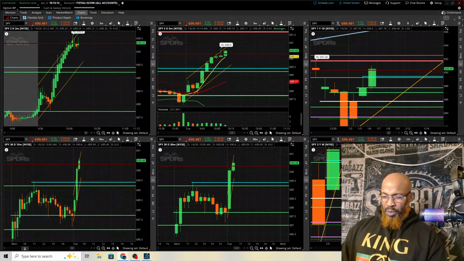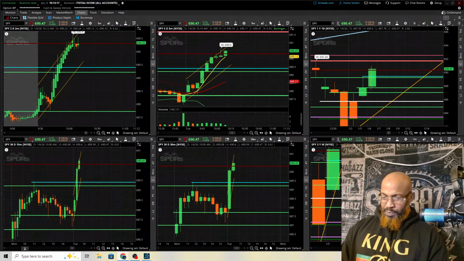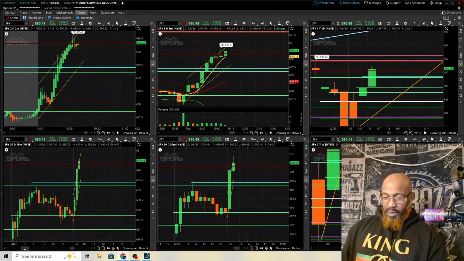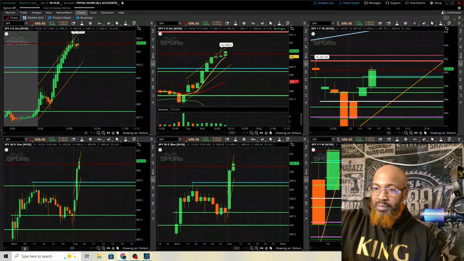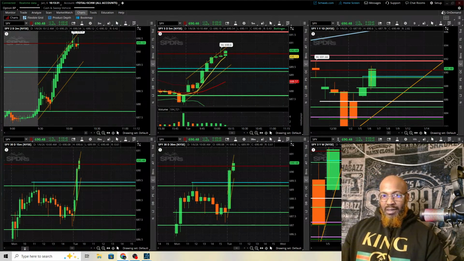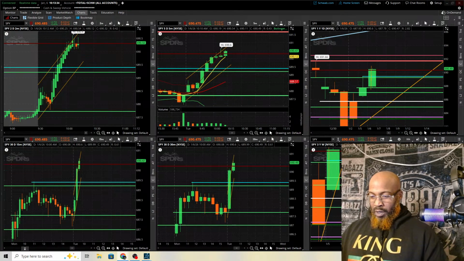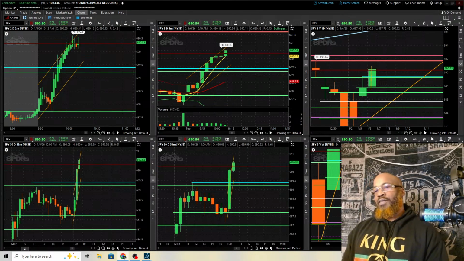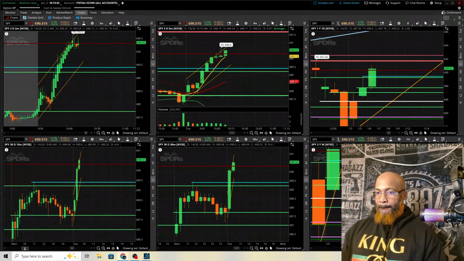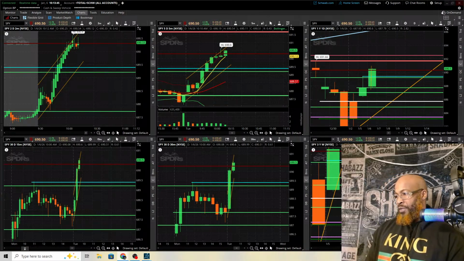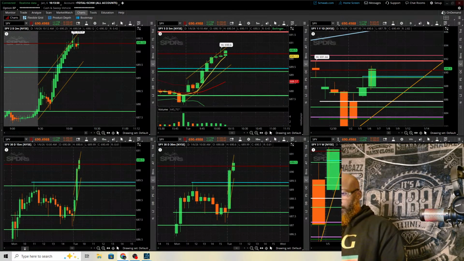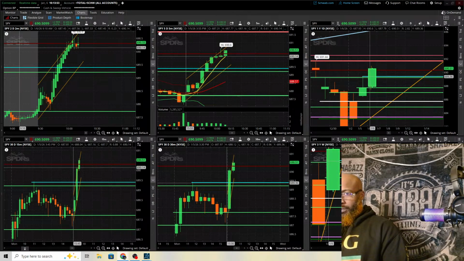Beautiful move by the Bulls. Spanked the hand of any Bears who got in too early. Glad I wasn't one of them. Again, let's let the candle close. Wait for this 10:15 candle to come upon us. Beautiful move. Nothing but strength today by the Bulls. This is a very solid bullish morning.